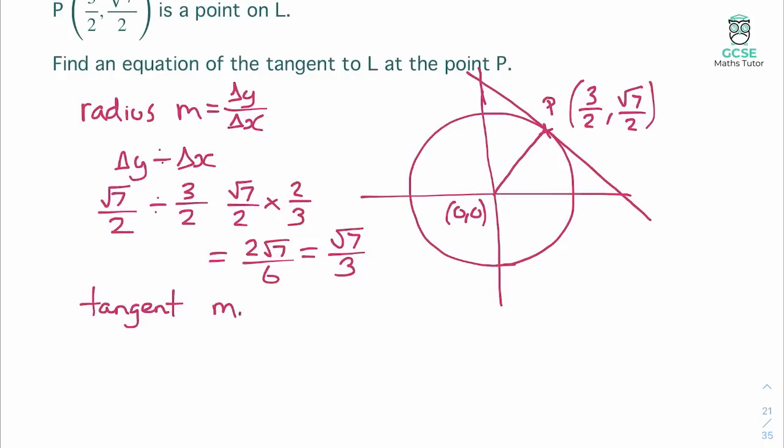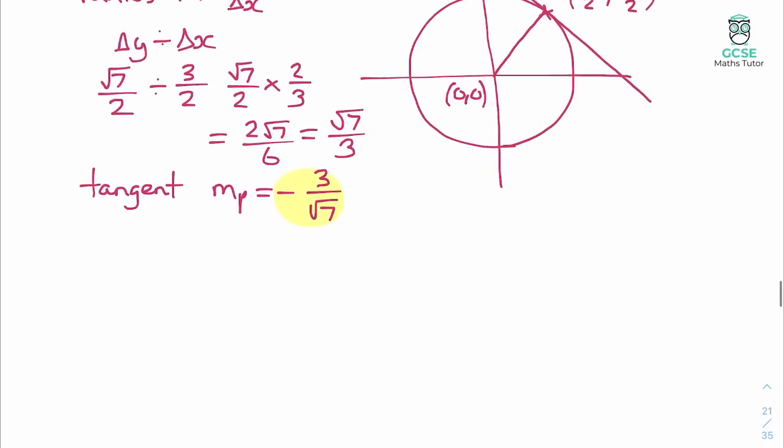So the perpendicular gradient is negative 3 over root 7, just swapping that over. So there we go, not very nice, but there is the gradient of the tangent. So that is going to need to go into y equals mx plus c. So y equals minus 3 over root 7 x plus c.